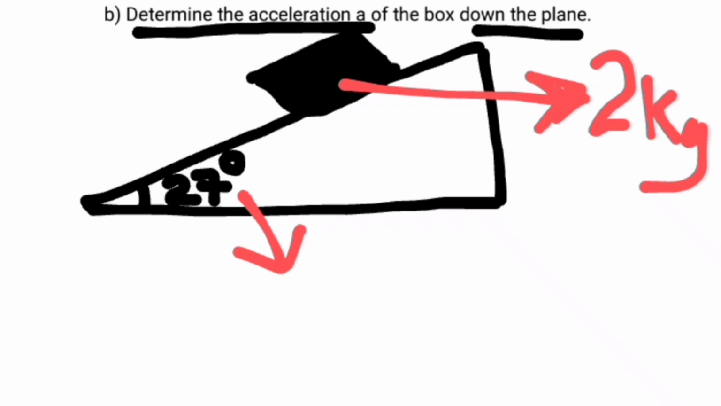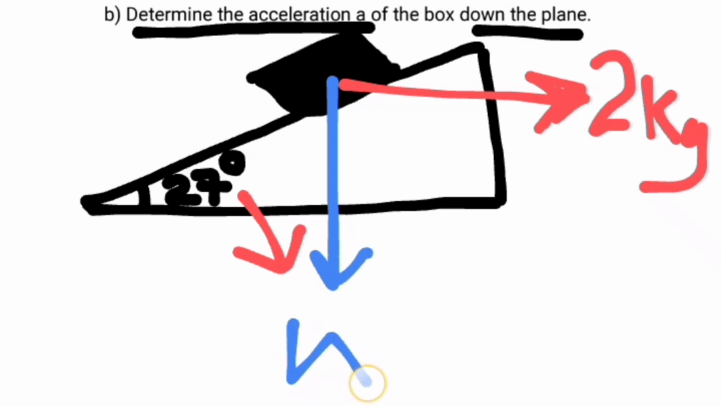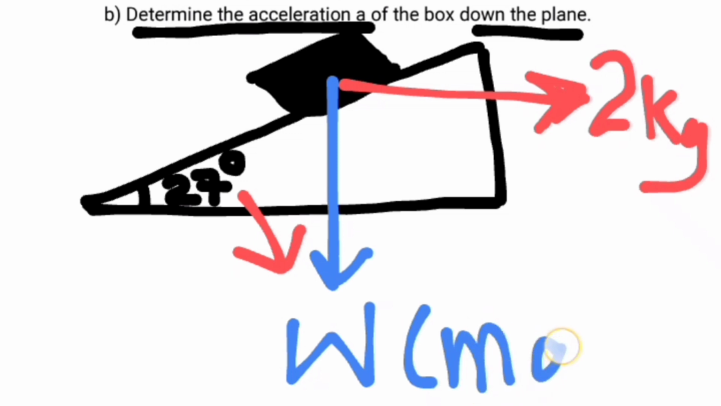So we need to draw the free body diagram. That means we need to draw all the forces acting on the box. So we know downward there is the weight of the box, or we can say it is mg, right? Weight is mass times acceleration due to gravity. So we know the weight, and it's directly down from the center of the box.